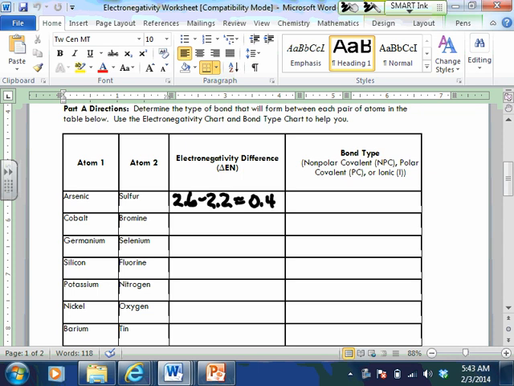It's 0.4. Okay, now if you look back at your notes, anywhere from 0 to 0.5, we're going to call that nonpolar covalent. What that means is the electrons are being shared fairly equally between the two atoms. So we would say that they're basically sharing equally, okay? And then you're just going to go through this chart in that way, looking at each of the elements, figuring out the difference in electronegativities, and then classifying it as nonpolar covalent, polar covalent, or ionic. Okay? Hopefully that makes sense.